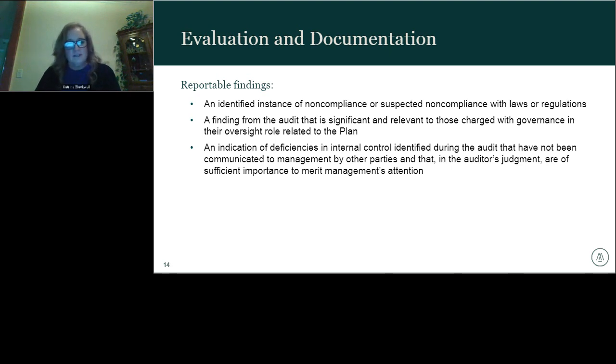SAS 136 defines reportable findings as matters that are one or more of the following: an identified instance of noncompliance or suspected noncompliance with laws or regulations, a finding from the audit that is significant and relevant to those charged with governance in their oversight role, so something that we want to bring to the attention of those charged with governance, or an indication of control deficiencies identified during the audit that the auditor feels is important enough to be brought to management's attention. So those are what we now consider reportable findings, and they should be in writing.